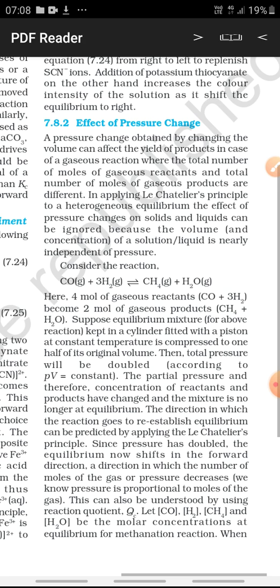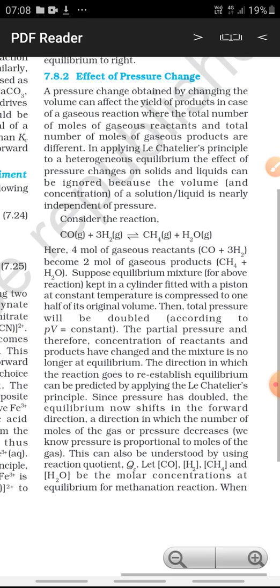products on the product side. Now, suppose the equilibrium mixture is kept in a cylinder fitted with a piston at constant pressure and is compressed to 1/2 of its original volume. Then the pressure becomes double, according to PV equals constant. Therefore, the concentrations of the reactants and products have changed and the mixture is no longer at equilibrium. So, it will re-establish equilibrium according to Le Chatelier's principle.